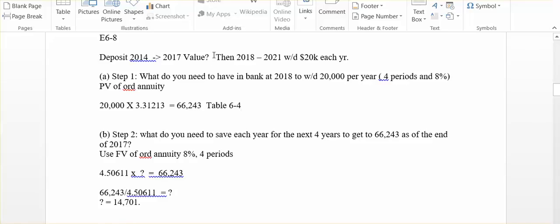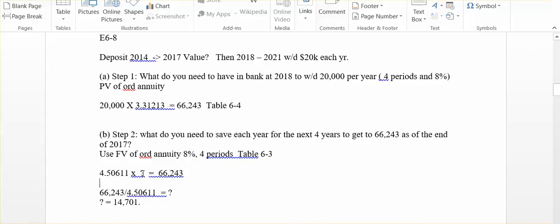So now we can figure out how much we need to save for 4 years to get to this future value. So from here to this future value of 66,243, what do we need to put in? So here we're going to use a different table. We're going to use table 6-3, which is a future value of an ordinary annuity. So if we go to 8%, 4 periods, in table 6-3, we get that 4.50611 times what number is going to give me 66,243.